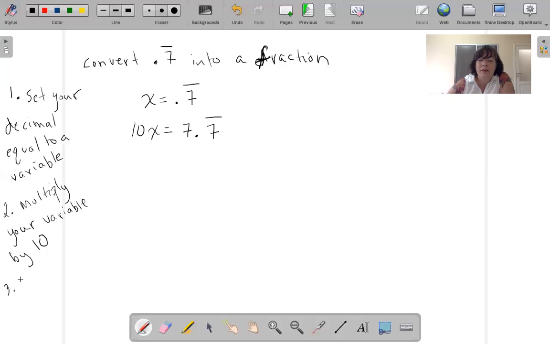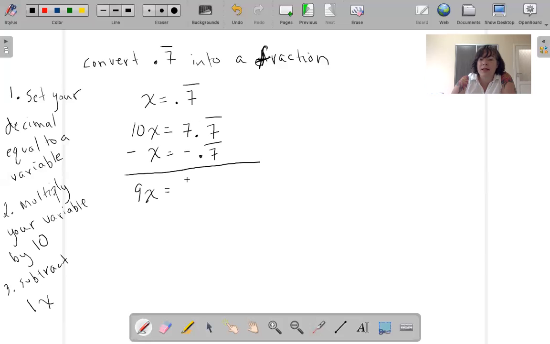Number 3, subtract 1x. Subtract x. X is 0.7 repeating. What is 10x minus 1x? 10x minus 1x is 9x, right? And what is 7.7 repeating minus 0.7 repeating?